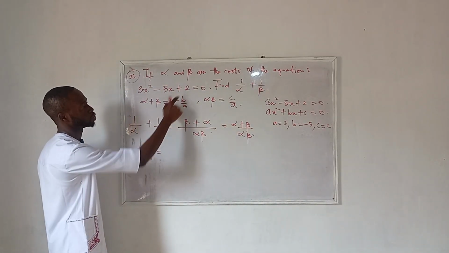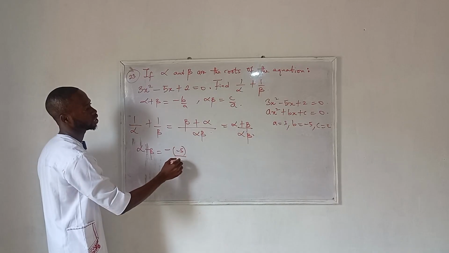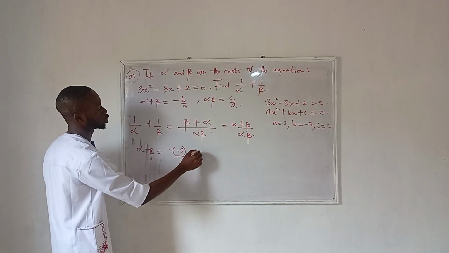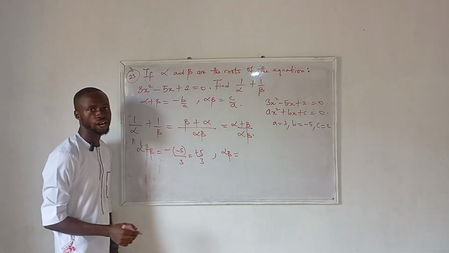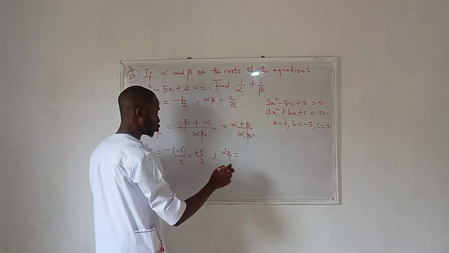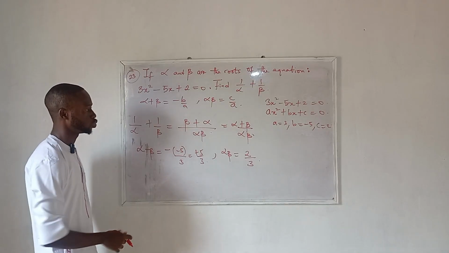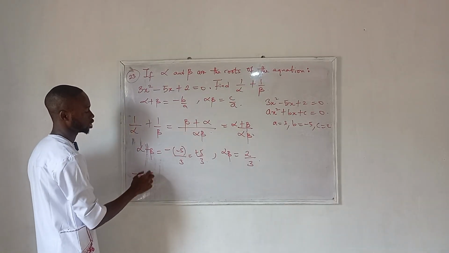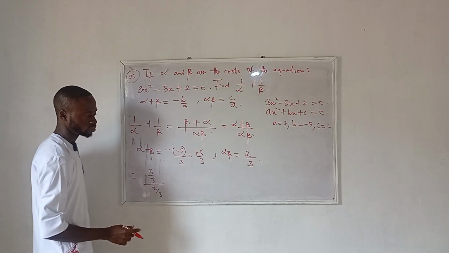So alpha plus beta, which is minus b over a, will give us what? Minus, what's our b? Minus 5 over a. A is what? 3. This will give us plus 5 over 3. Then alpha beta is c over a. So our c in this place is what? 2 over a, and our a is 3. So let's finish up. Alpha plus beta is 5 over 3, alpha beta is 2 over 3.